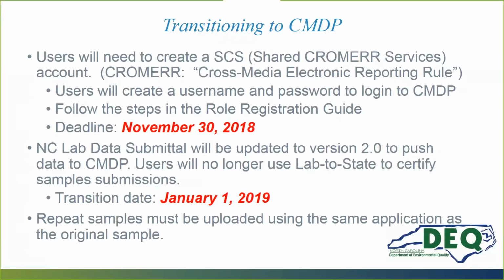The important thing to remember during your transition is that repeat samples must be uploaded using the same application as the original sample. So if you have a total coliform positive sample come in and you enter it into LDS and upload it using Lab to State, you need to upload the repeat samples the same way. And if you have a positive sample come in and you've already transitioned and started using CMDP, and you put that positive sample in and you certify and submit through CMDP, you have to do the repeats through CMDP as well.